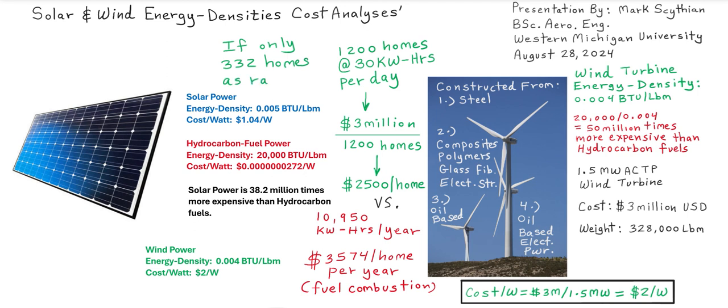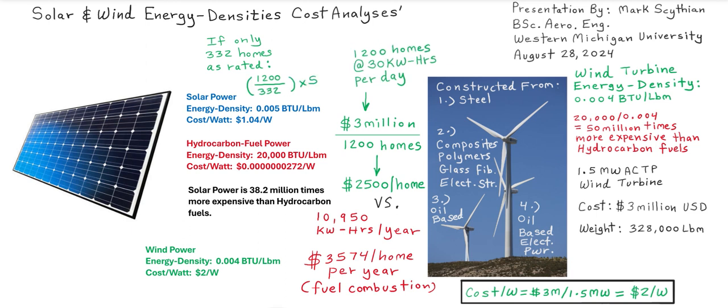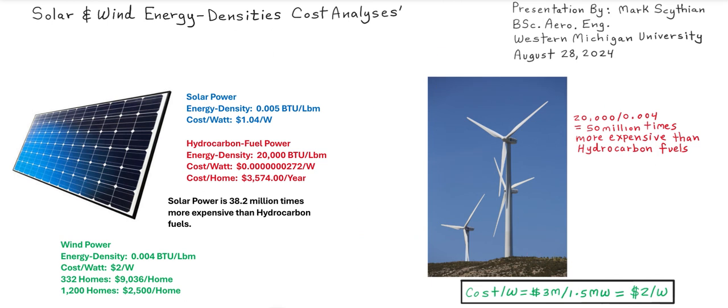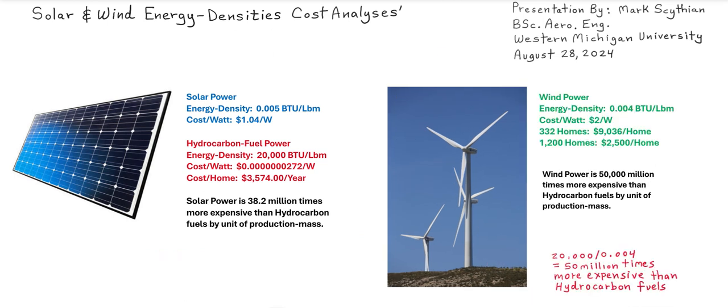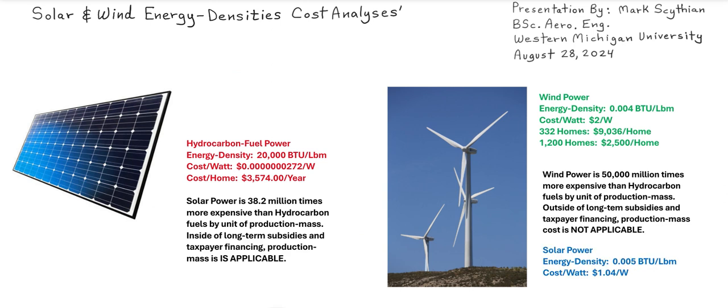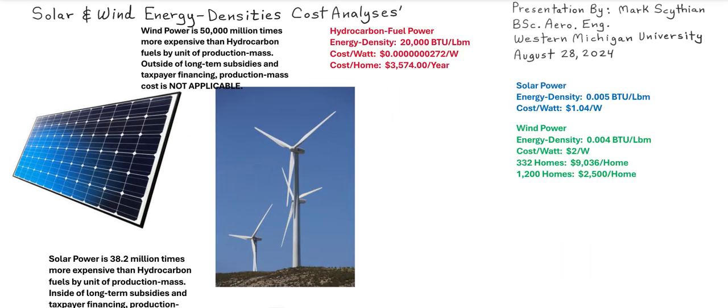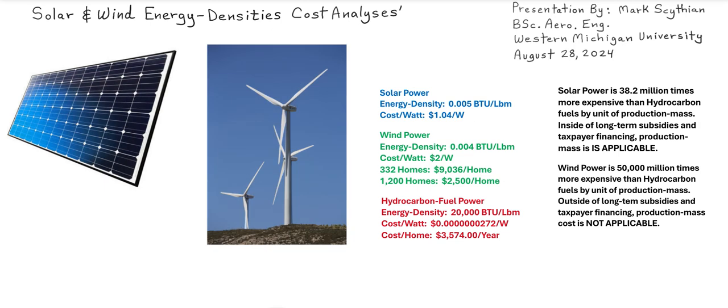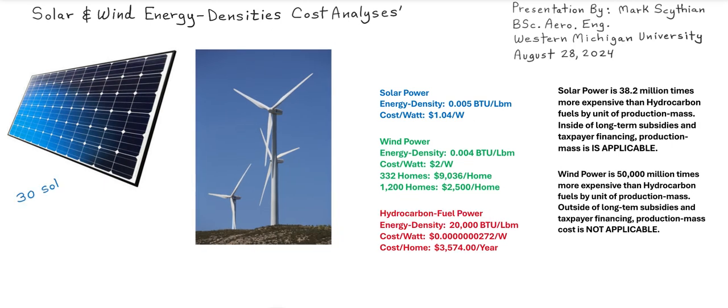Okay, so now if we only had the 332 home rating per wind turbine, commercial wind turbine unit, that price increases to $9,036 per household or home with the wind turbine. So we have to take into consideration the long-term pay down cost, and of course if there's a government subsidy, then the taxpayer is paying for it. So we have to know the source of that money, where's that coming from.